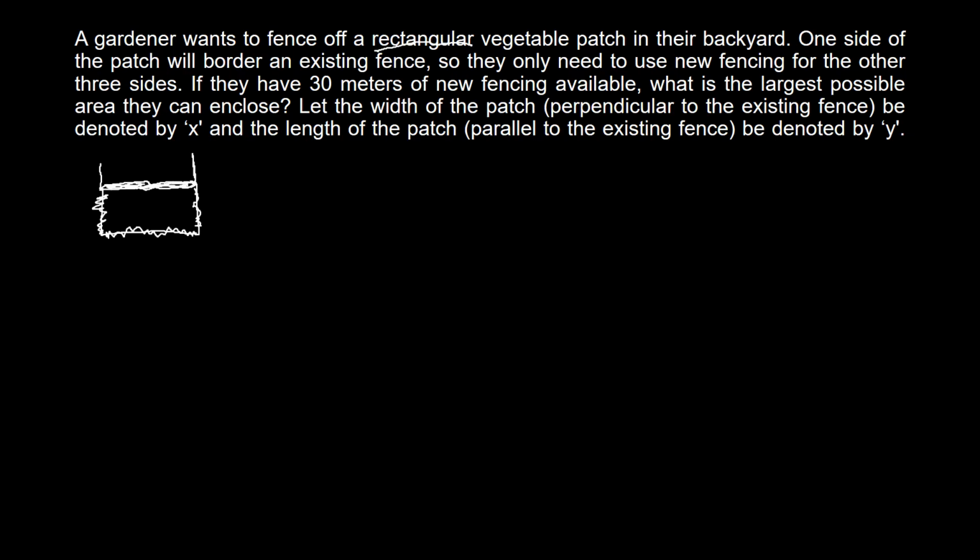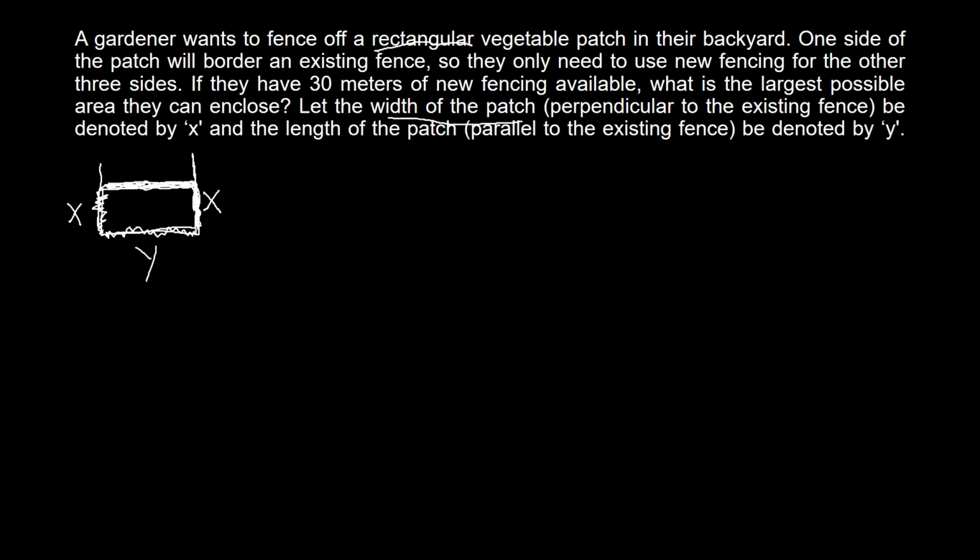Now, according to the problem, we have the width of the patch, which is perpendicular to the existing fence. We denote that with an X. So if this is the existing fence here, perpendicular to that one, the one which is going to be forming an L together with the existing fence here, that is what we denote as an X. So if this side is an X, of course, this side here is also an X. And of course, this side here is our Y.